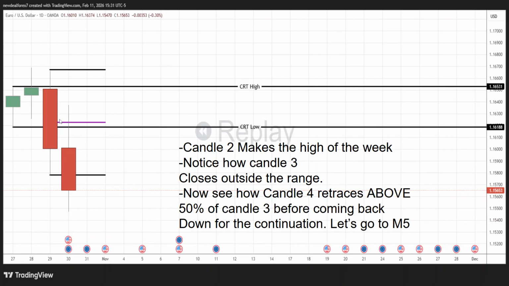So it wasn't a straight drop. It was a retrace. It opened and then went up. So we got some green here before eventually it did tank and go down, and then close outside the range. So let's go down to the 5-minute chart to see what this looks like. This is on the daily chart.